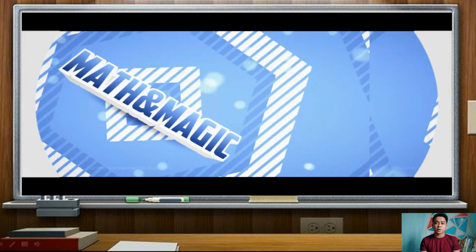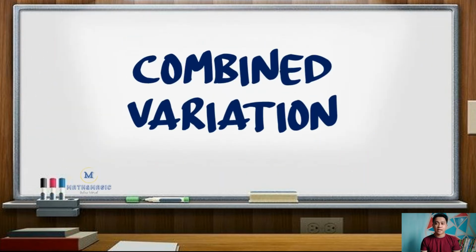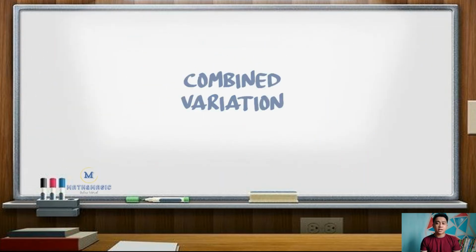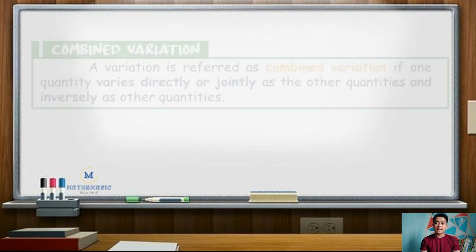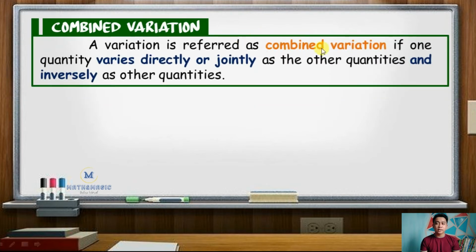For today's video, I will discuss combined variation. By definition, a variation is referred to as combined variation if one quantity varies directly or jointly as the other quantities and inversely as other quantities. In short, independent variables are being multiplied and divided for this type of variation. Its form varies depending on what is given in a problem.